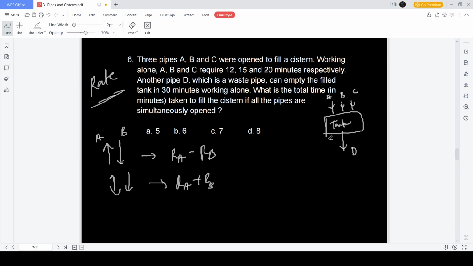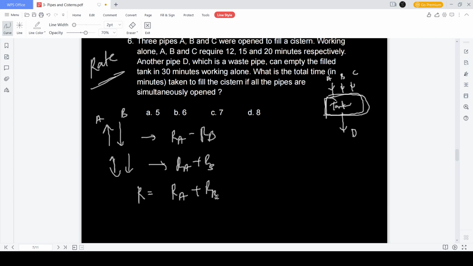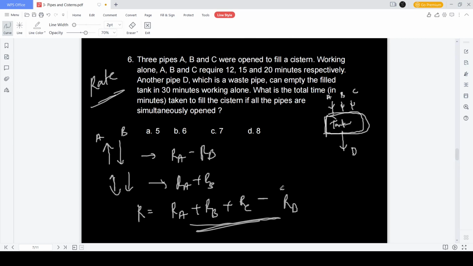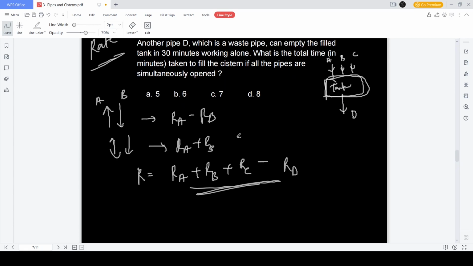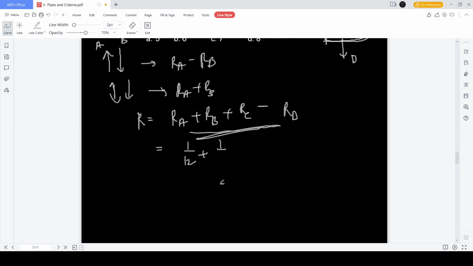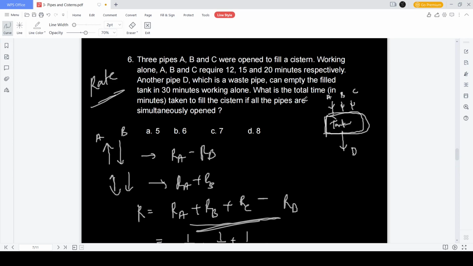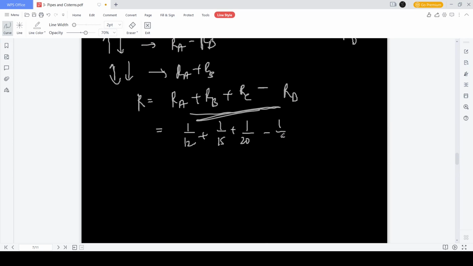So I can say the rate of the whole tank will be nothing but positive inflow, that is RA plus RB plus RC, minus the outflow, that is nothing but RD. This is all we have to do. RA is nothing but 1 by 12. So the rate will be 1 by 12 plus 1 by 15 for B, plus 1 by 20 for C, minus 1 by 30, since D empties the tank in 30 minutes.